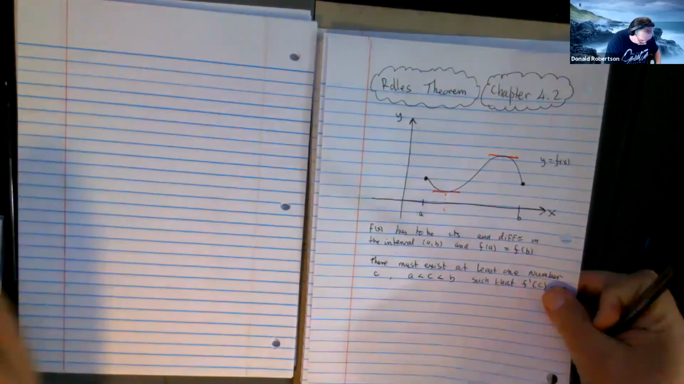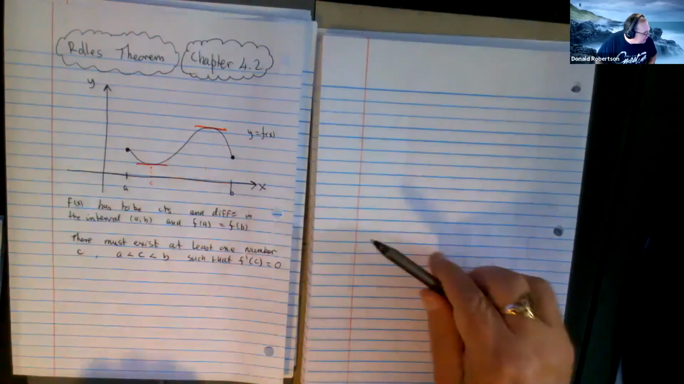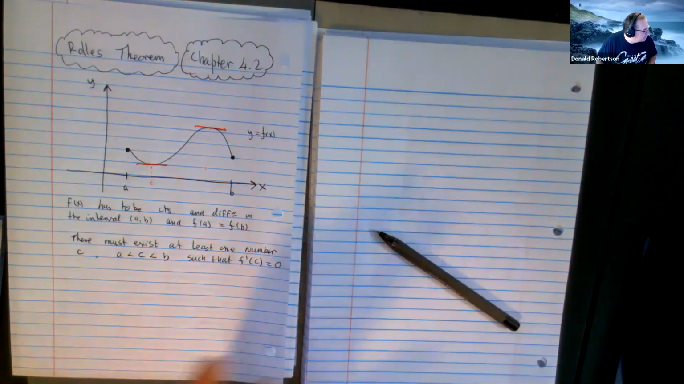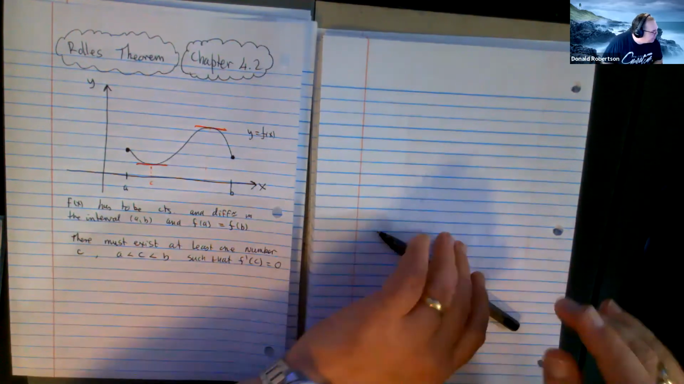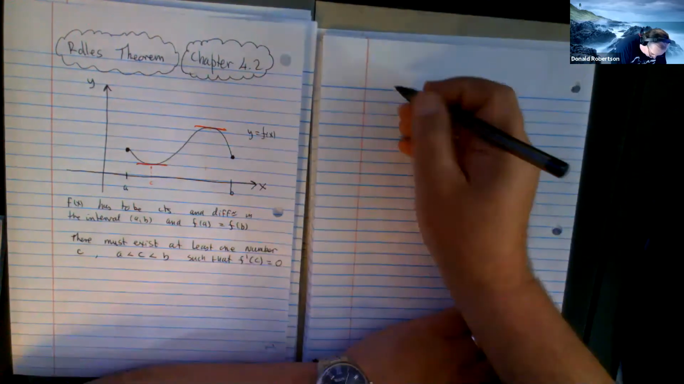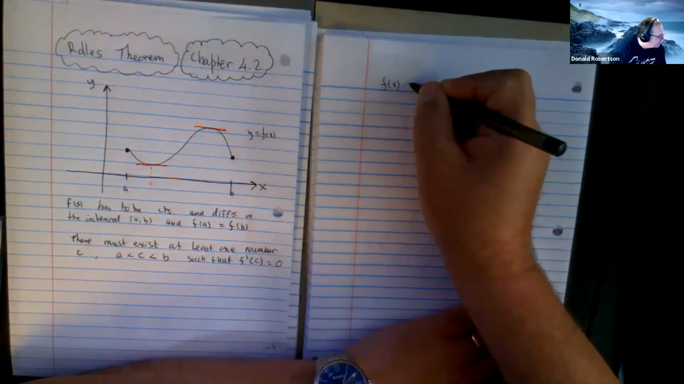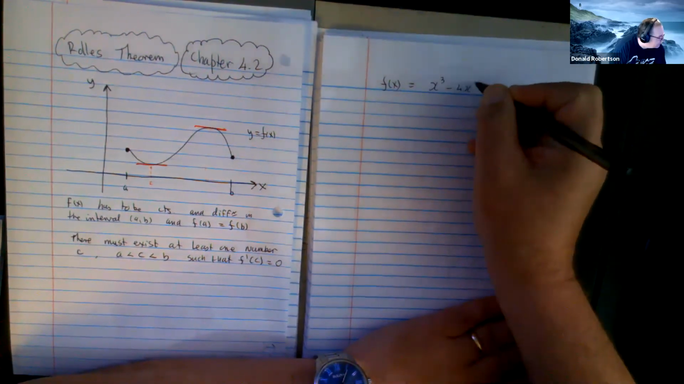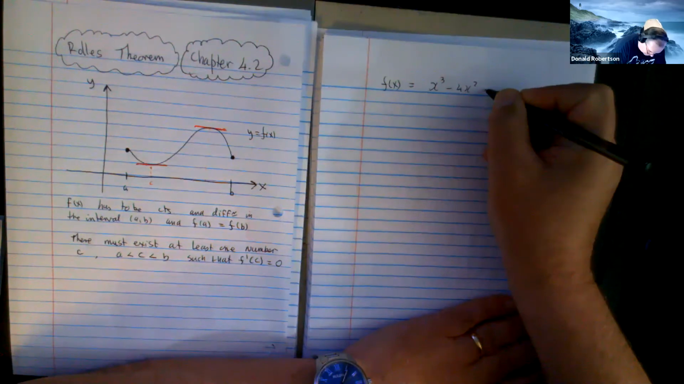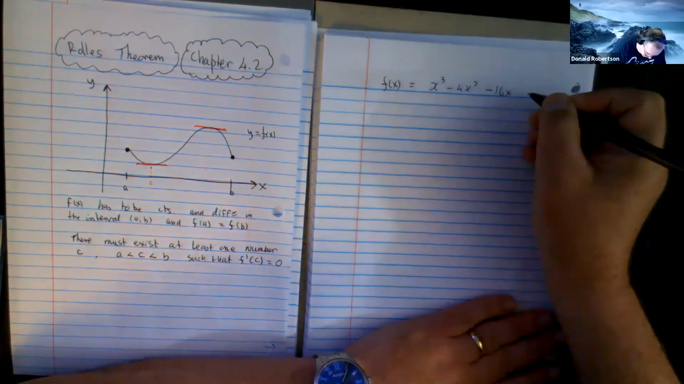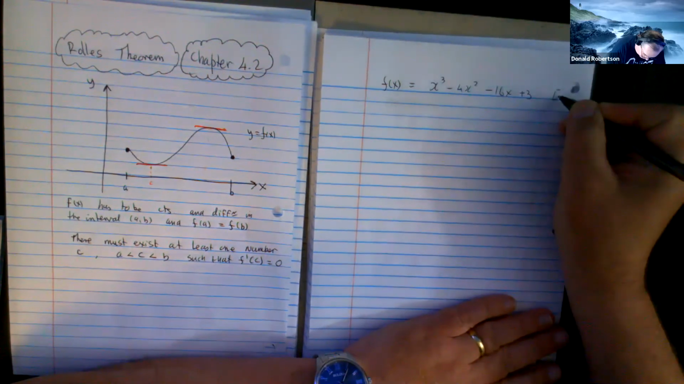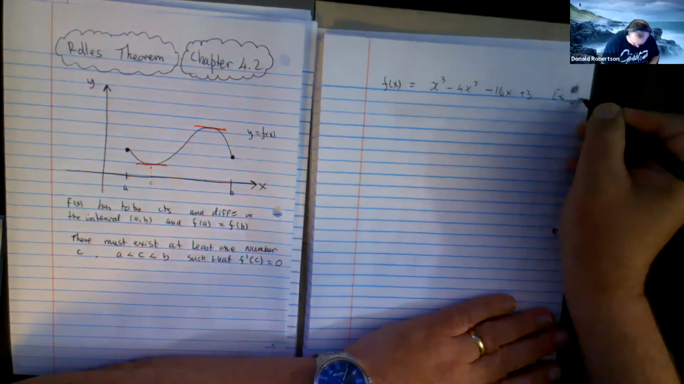So what do most of your questions look like? Well, they give you a function, apart from the first 2 questions, and they ask you to use Rolle's theorem. So I'm going to jump right in with this guy. Here is a function, and we are interested in using Rolle's theorem between -4 and 4.